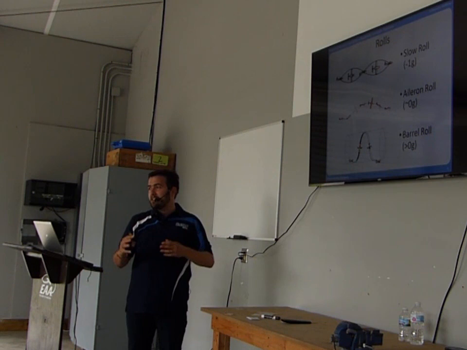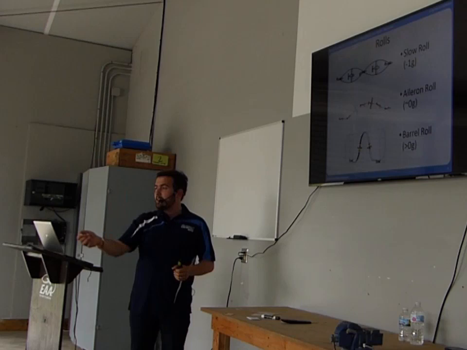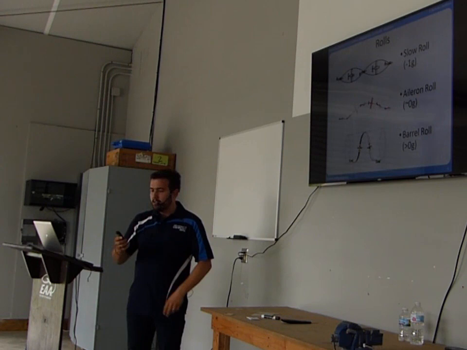And then a barrel roll is one where the airplane follows the inner wall of a cylinder, if you can imagine that. So it has a little bit of a loop to it, and that one keeps the positive Gs the whole time. So if you do a barrel roll, your butt's pushing against the seat.